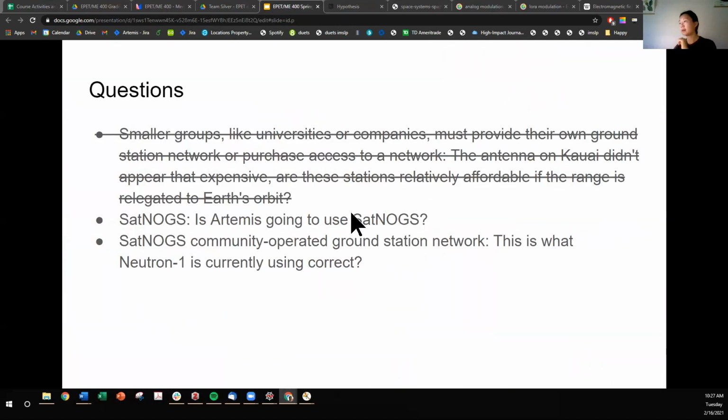Okay, so is Artemis going to use the Satnogs ground station network? Probably. That's up to you all, but I think that is the intention. Because we are kind of like a crowdsourced open access CubeSat kit, I think it makes sense to contact a crowdsourced open access ground station network. And this is indeed what Neutron One is currently using. And we've been pretty successful in engaging with the community and getting data packets from Satnogs operators.